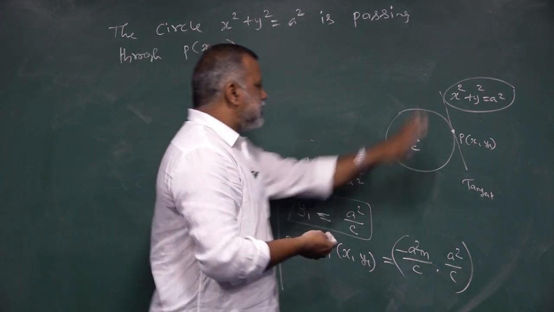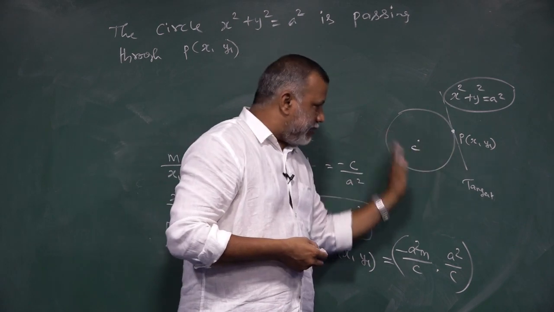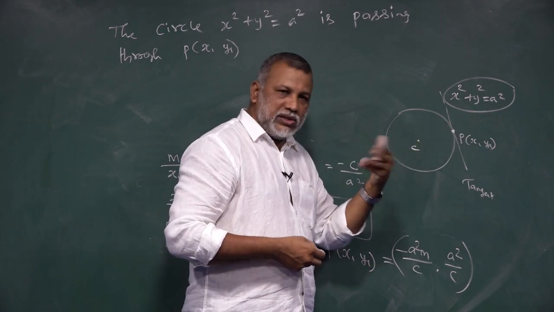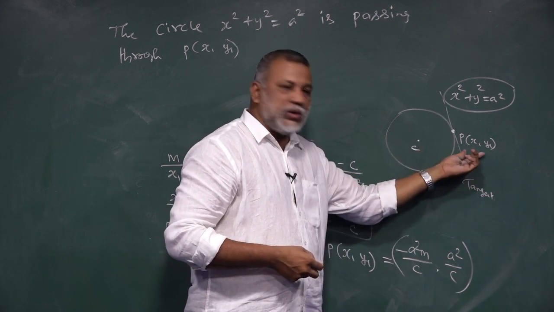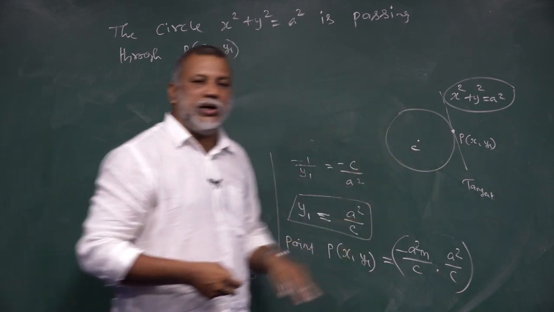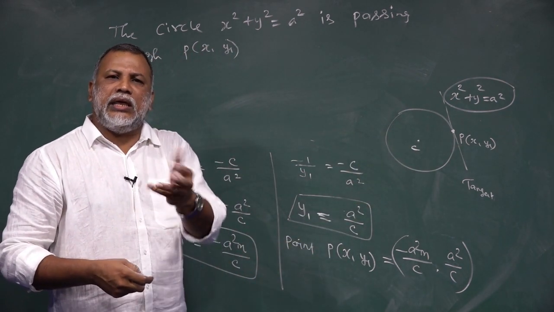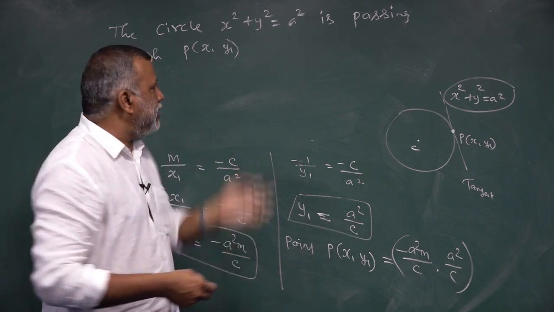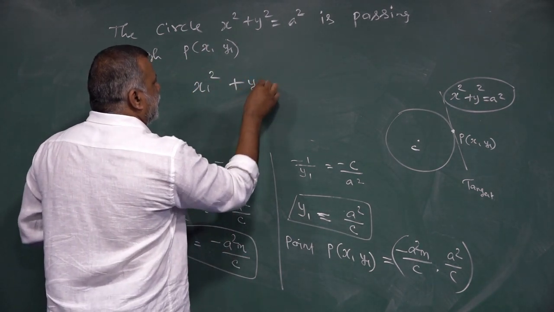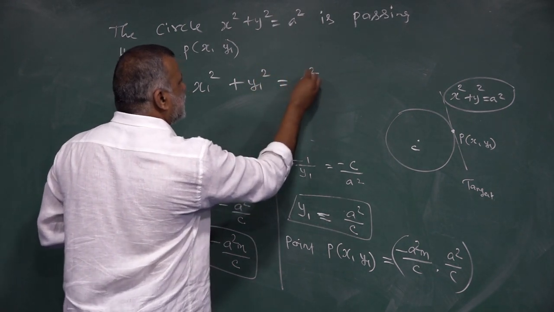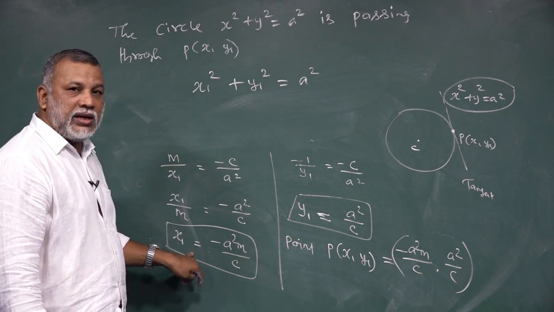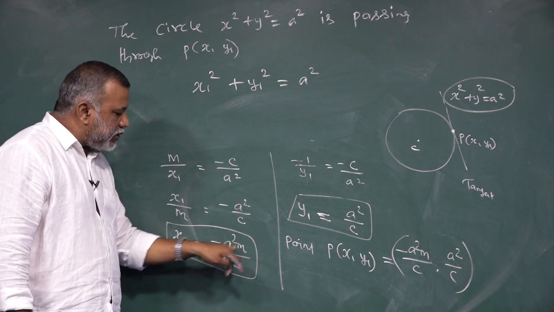See this diagram, this is the equation of the circle, the general equation of the circle is x squared plus y squared equal to a squared. Center is origin 0 comma 0. Now p of x1 comma y1 is the point, so the circle passes through the point p of x1 comma y1. Any equation passing through a particular point, we can substitute it here. x1 squared plus y1 squared equal to a squared. We already worked out the values of x1 comma y1. See here, x1 equal to minus a squared m by c.